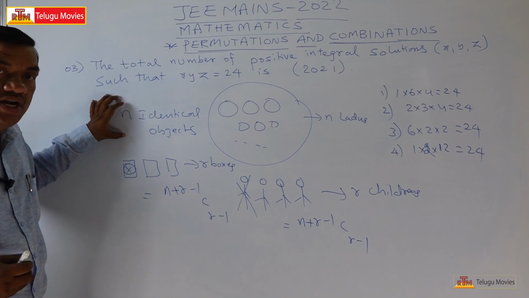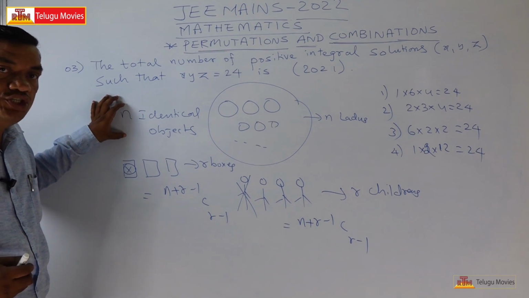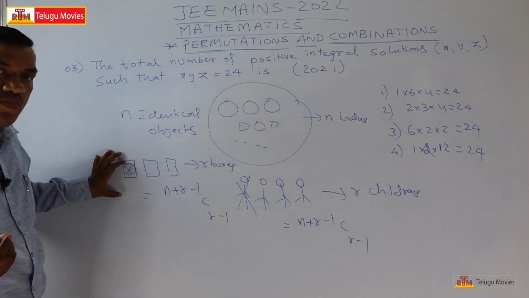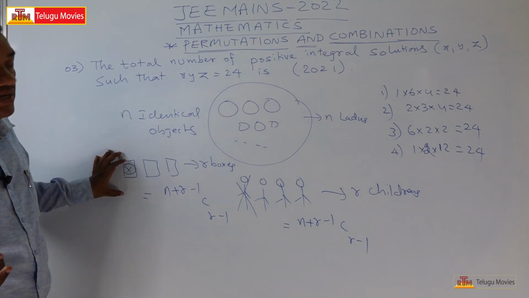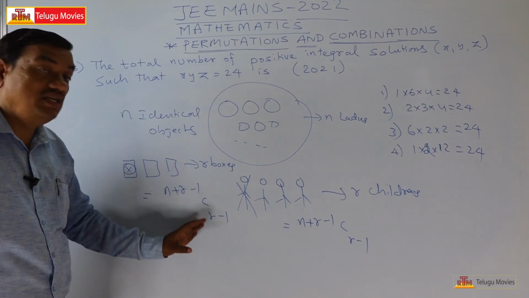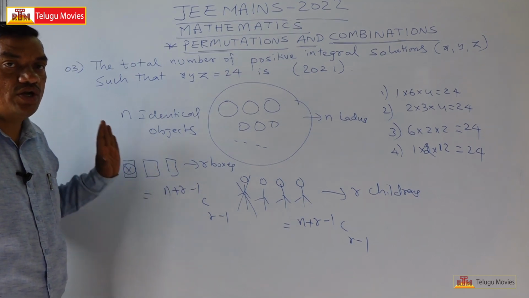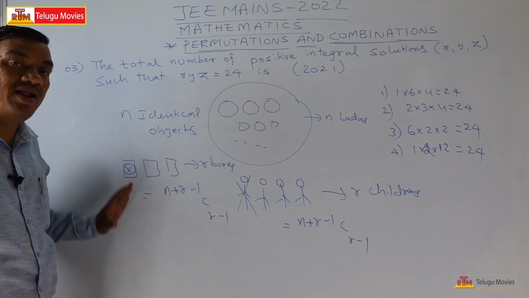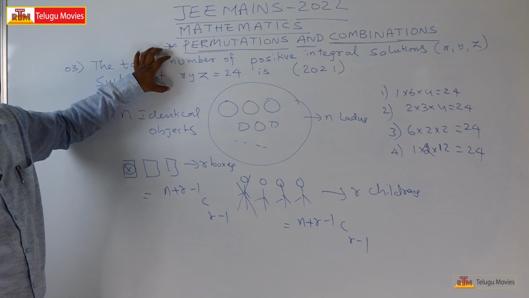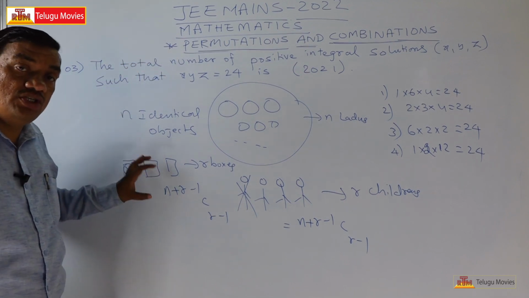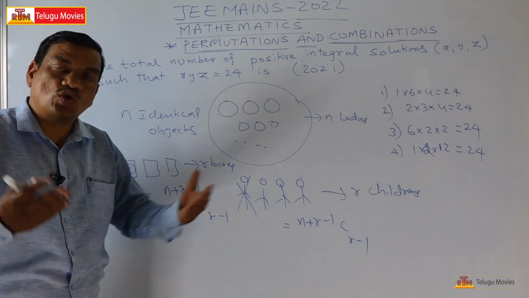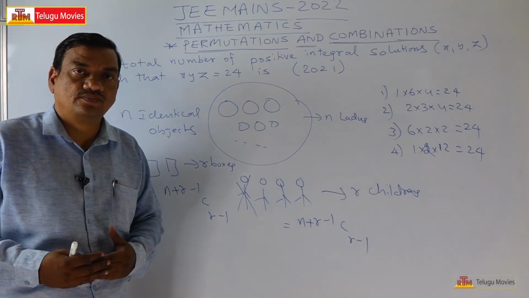So n identical objects are distributed to r boxes so that any one of the boxes may be empty or may not be empty. This can be done in n plus r minus 1 C r minus 1 ways. Now, I hope that you understand this basic formula to solve this problem. If you understand this formula, we will go for our main solution. So let us go for the main solution.